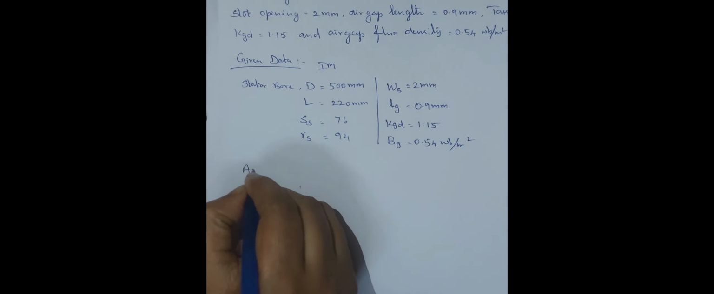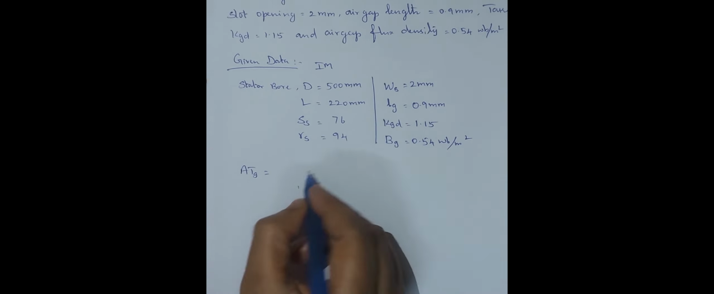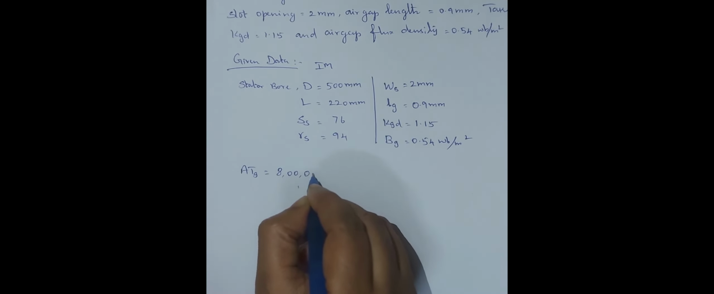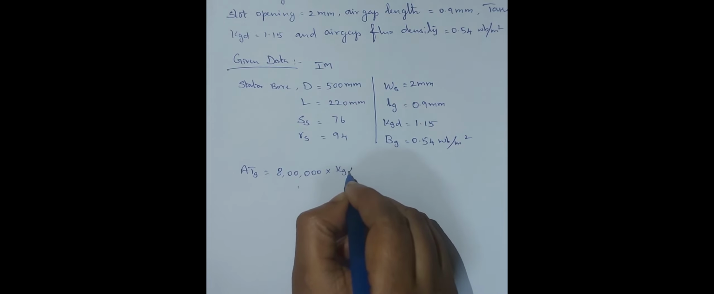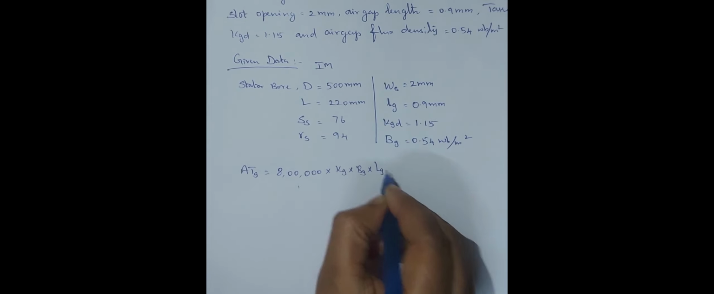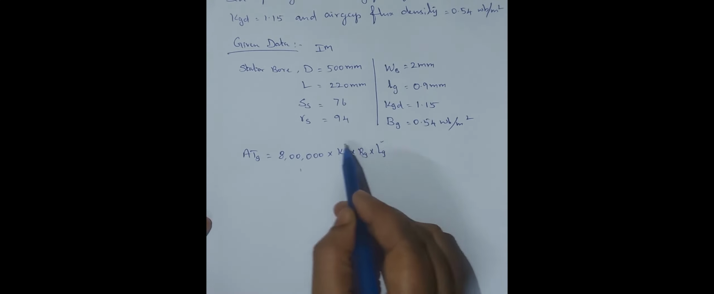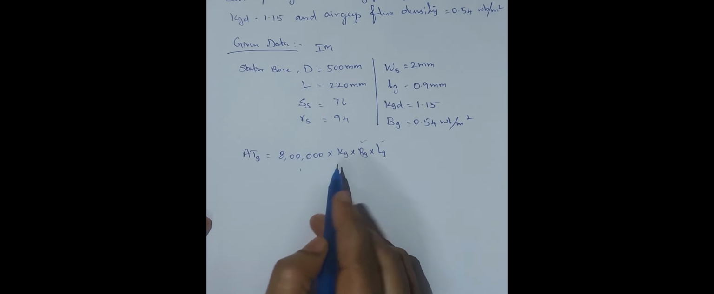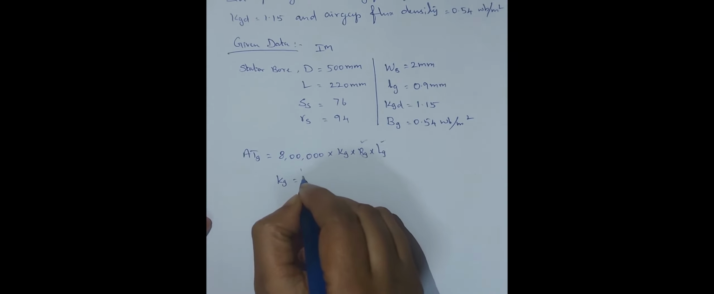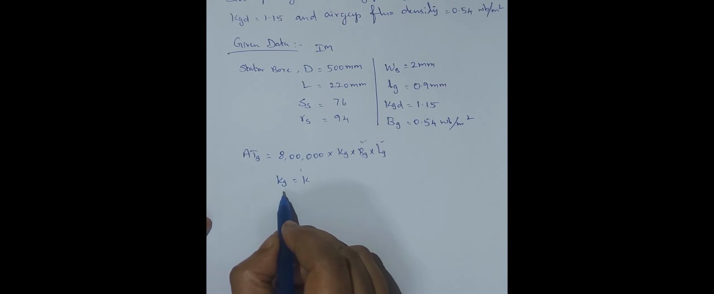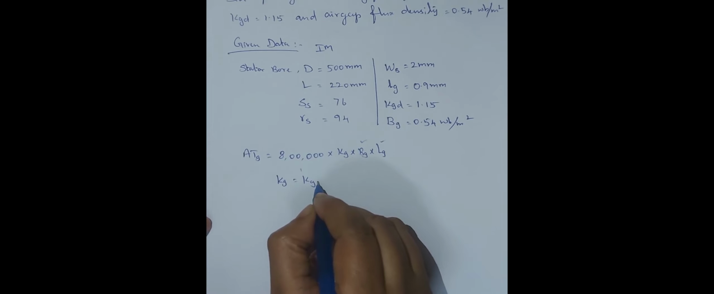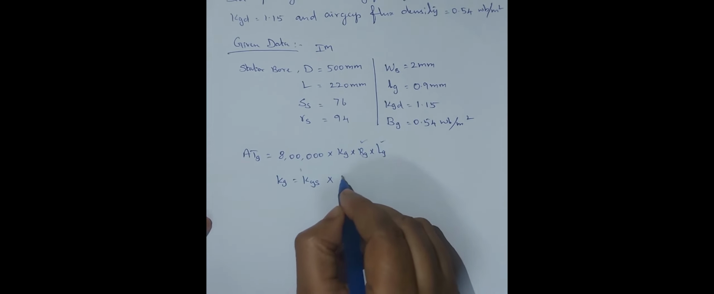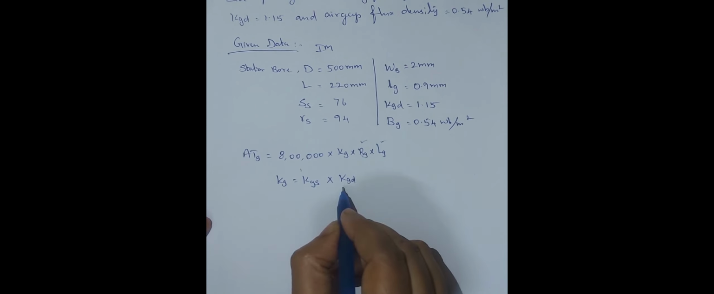MMF in the air gap, as usual, we know the formula. Since there are slots, we will have ATg is equal to 800000 Kg Bg multiplied by Lg. So everything is given in the problem. Lg is known, Bg is known, and the only unknown is Kg. We know Kg is the total gap contraction factor. Kg is equal to the gap contraction factor for slots multiplied by Kgd. This gap contraction factor for duct is given in the problem.